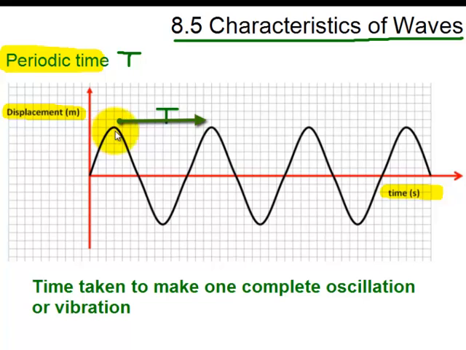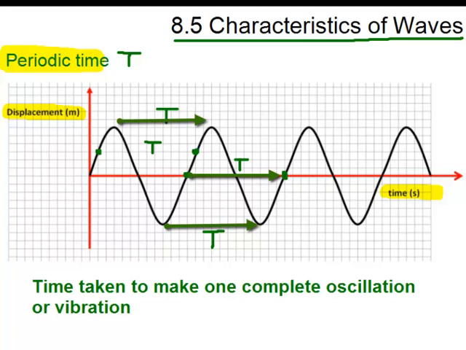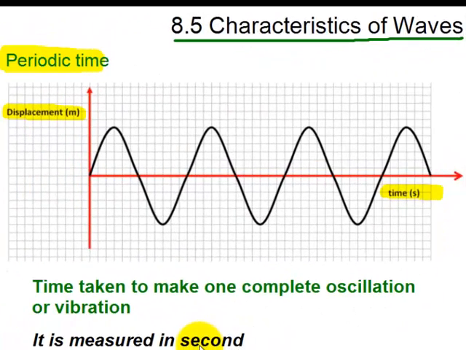So this is capital T. Periodic time. From crest to crest, periodic time. Or from trough to trough, another periodic time. Or from this point here all the way to this point here, again, that is periodic time. We can also identify other points. For instance, this point all the way to this point, this is periodic time. Periodic time is measured in seconds. It is measured in seconds because it is time.